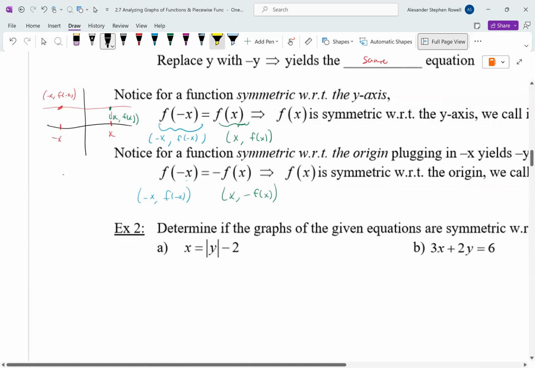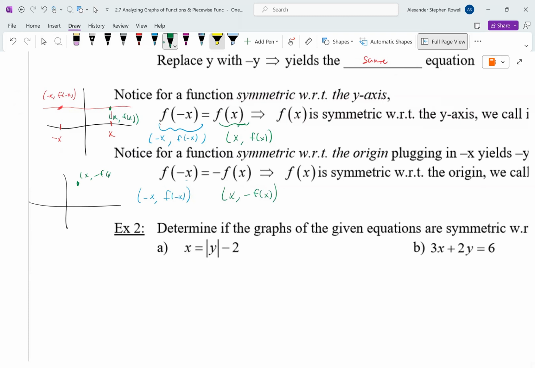If I have a graph, if I have a point x, negative f of x, I'll have one on the opposite side of the origin. So whatever that distance is, I have equidistant on the other side. I have a point called negative x, f of negative x. So opposite x and opposite y values.